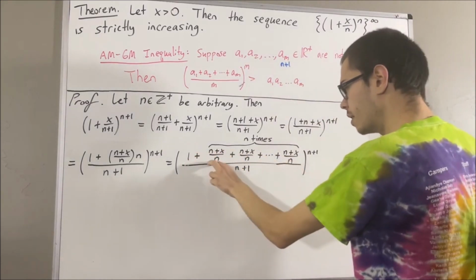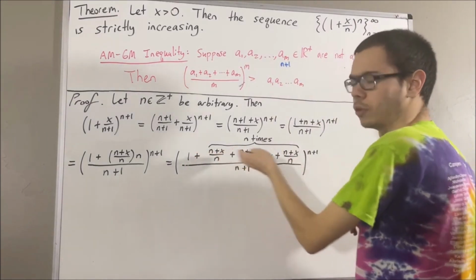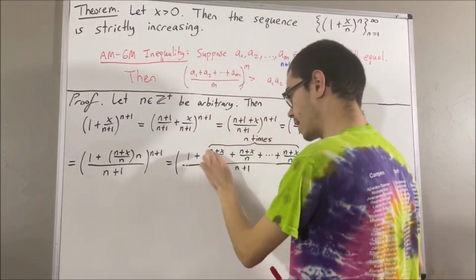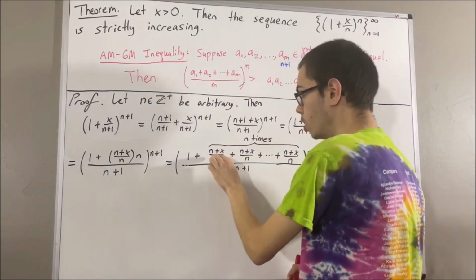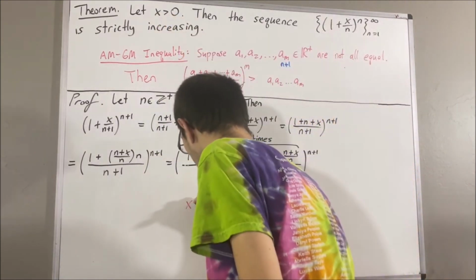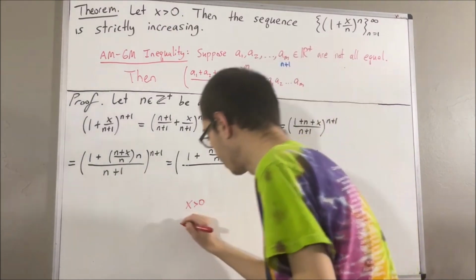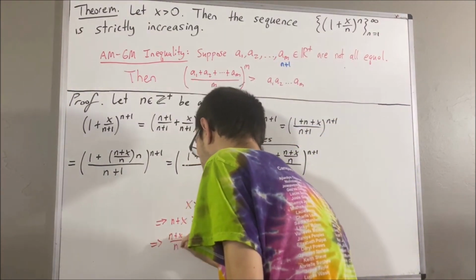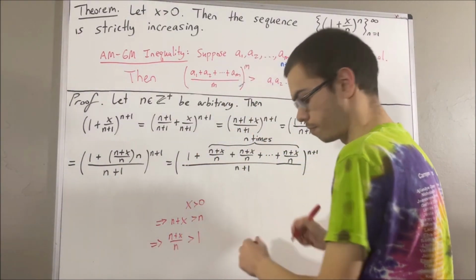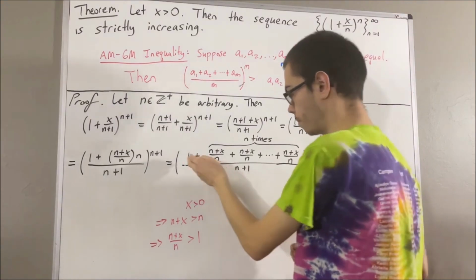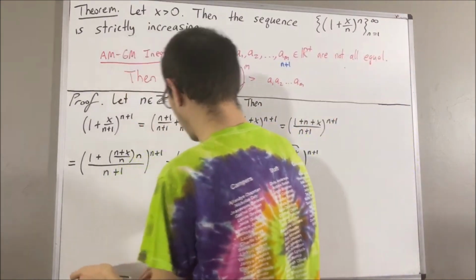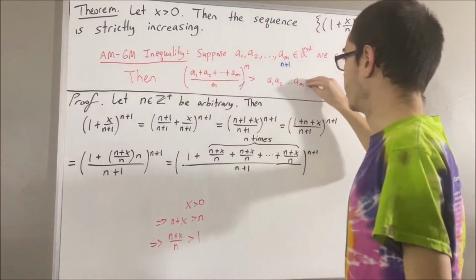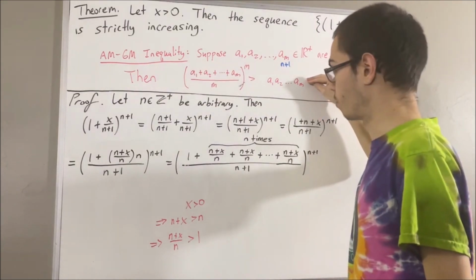And this list of positive numbers are not all equal to each other. Because, for example, if we consider 1 and (n+x)/n, well, since x is greater than 0, that implies n + x is greater than n. But then if we divide by n on both sides, we get (n+x)/n is greater than 1. So these two are not equal. So this is a list of positive real numbers which are not all equal. Therefore, the strict AM-GM inequality must be true.